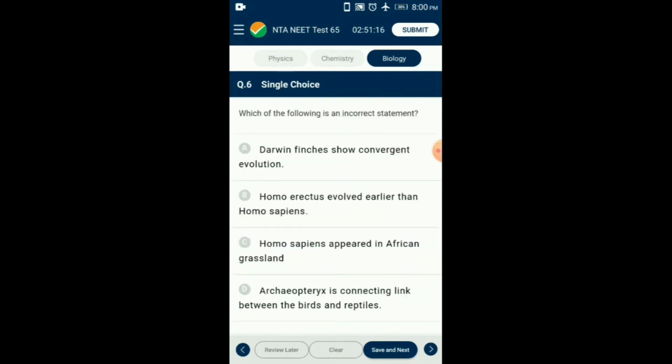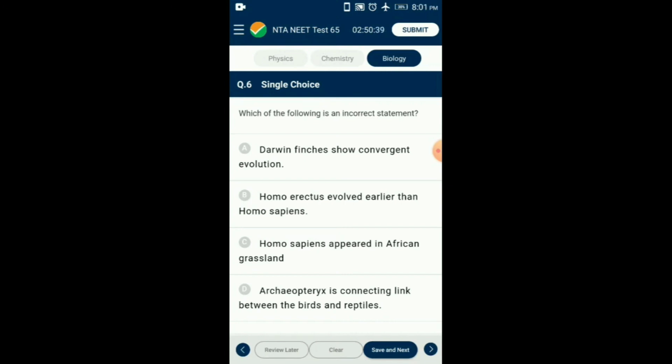Question number 6. Which of the following is an incorrect statement? Darwin's finches, named due to their role in Charles Darwin's theories on evolution, are the most renowned land birds of the Galapagos. Darwin was fascinated with the diversity found among the 13 species and the speed with which they evolved from a common ancestor to adapt to the varied supply of food available on individual islands.